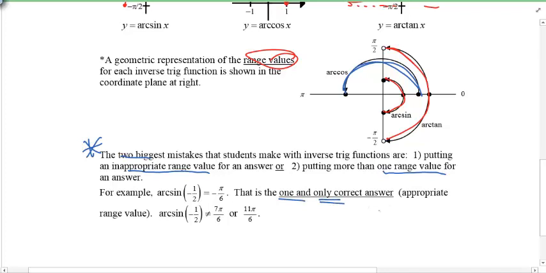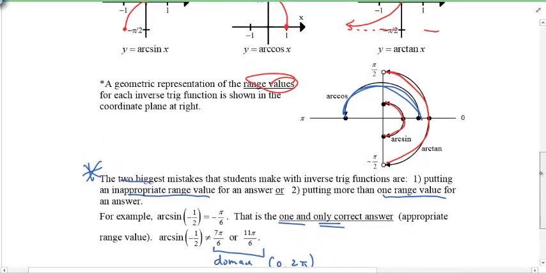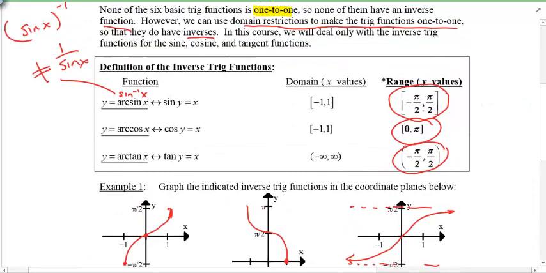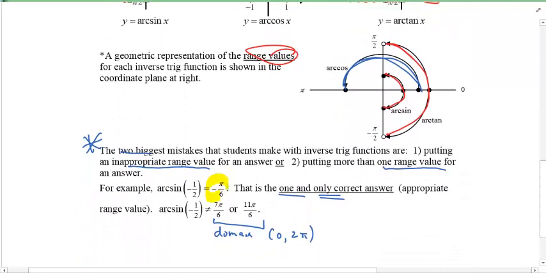Even though you learned before that when you did arcsine of negative 1/2, most often you got these two answers, and this was in the domain of 0 to 2 pi. But unfortunately for us, we limited our range here for arcsine to be from, yeah, you got that right again, negative pi over 2 to pi over 2. So because we limited it, this is the only correct answer.